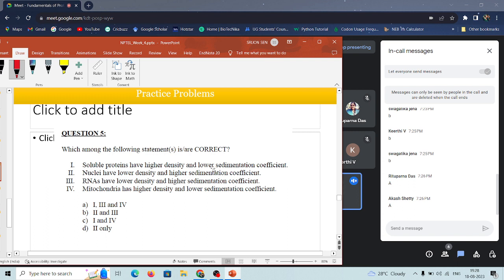Okay. So which among the following statements is or are correct? Soluble proteins have high density and lower sedimentation coefficient. Nuclei have lower density and high sedimentation coefficient. RNAs have lower density and high sedimentation coefficient. Mitochondria has high density and low sedimentation coefficient. You can answer this if you have a clear understanding of differential centrifugation as well as sedimentation. They work hand in hand. Which of the following is correct?